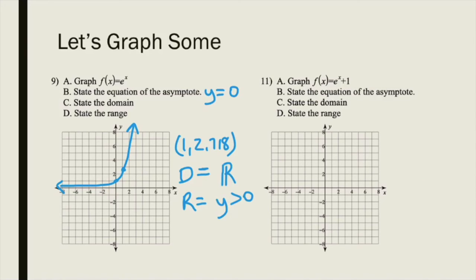So where's my asymptote going to be then? At 1. We can't just say 1. We have to have an equation. So is it x equals 1 or y equals 1? Y equals 1. All right.